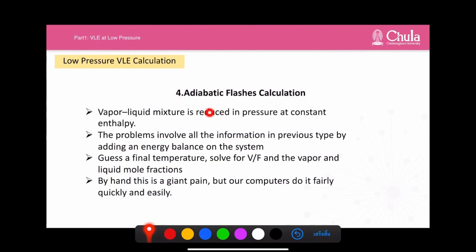And the last type of calculation is adiabatic flash calculation. Previously it was flash calculation where we specified temperature and pressure already, but this one is adiabatic. For adiabatic flash calculation, we don't know the temperature. We have to formulate the energy balance equation. We have to calculate entropy, no, not entropy, enthalpy of all components, right? Okay, so we have to formulate the energy balance.